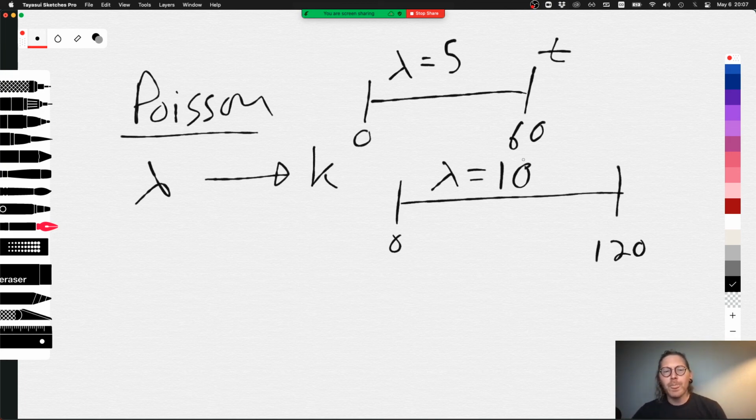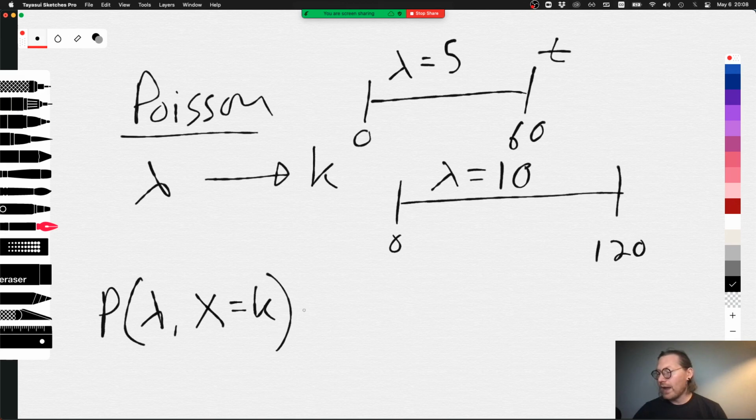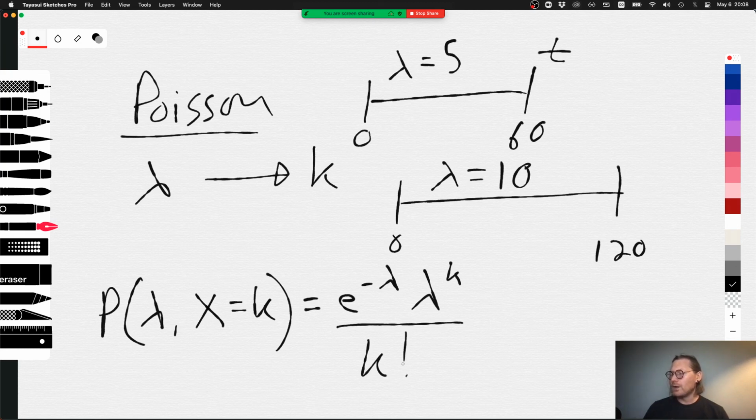Okay, so the PMF for this, given lambda, we are trying to figure out the probability that x is k. And what this looks like is e to the negative lambda, e being Euler's number, multiplied by lambda to the k over k factorial.